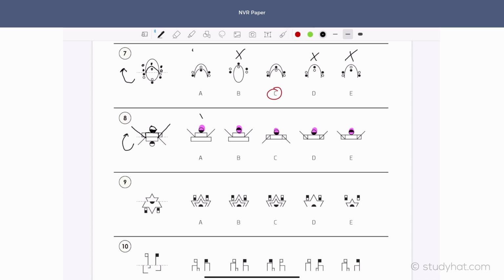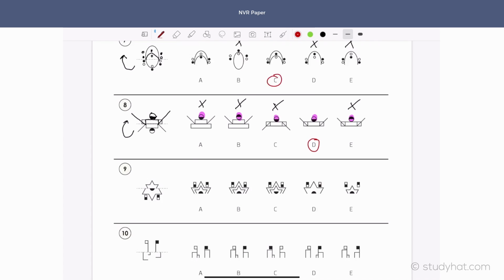This first box goes inside, doesn't it, when it flips up? So we're not any of these. Must be one of these. We're not this one because the legs go up. And we're not this one because it's got the wrong colour of the black and the white. So actually we are D.